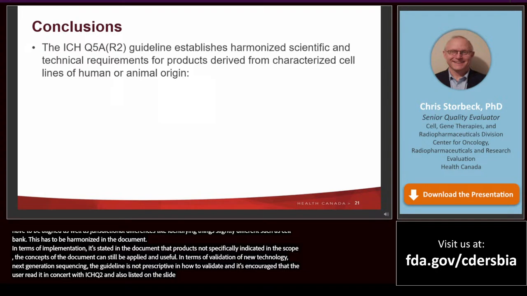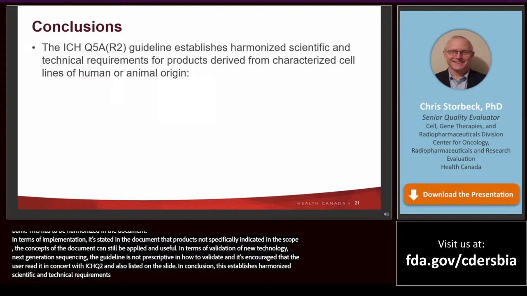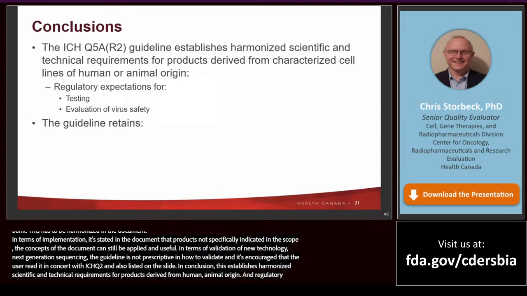So in conclusion, the ICH Q5A revision establishes harmonized scientific and technical requirements for products derived from characterized cell lines of human or animal origin. And it helps outline regulatory expectations for testing and evaluation of virus safety.